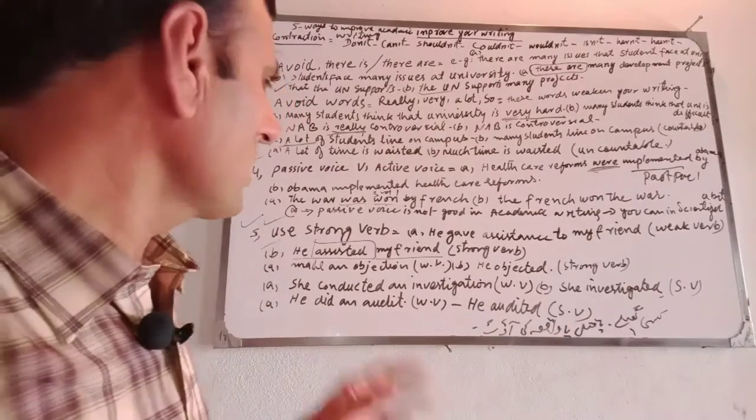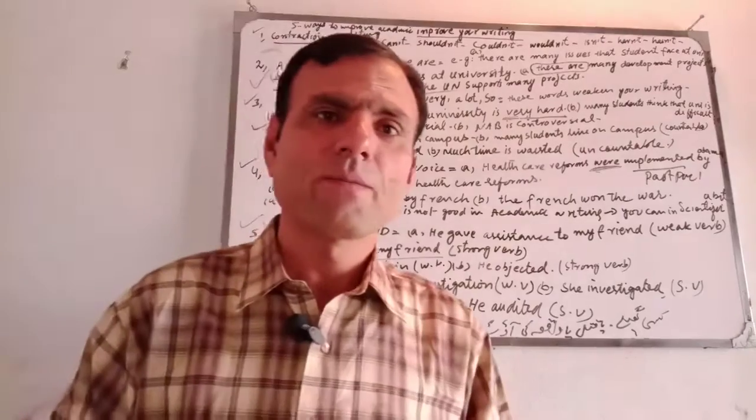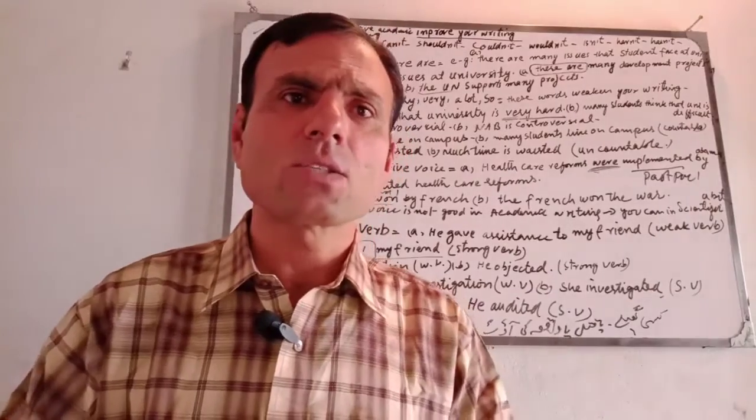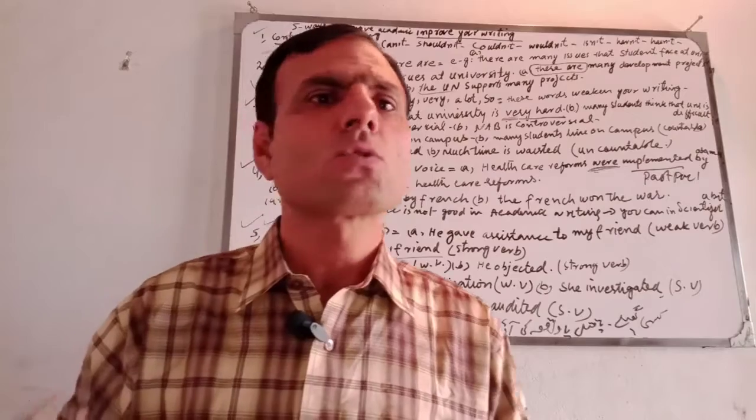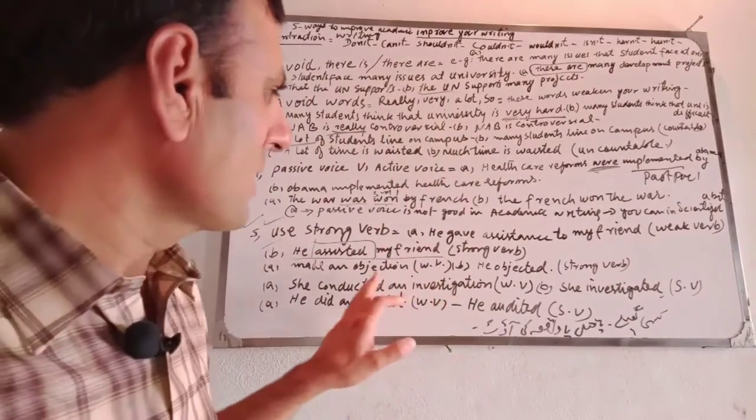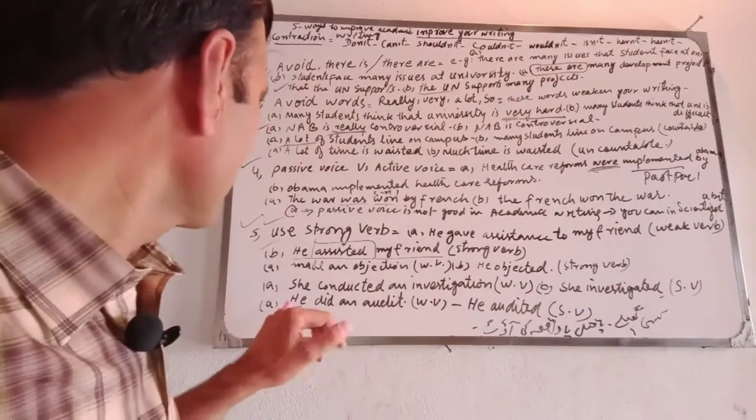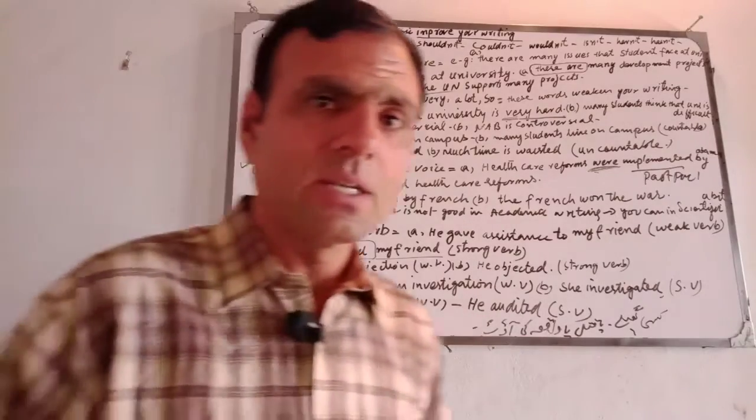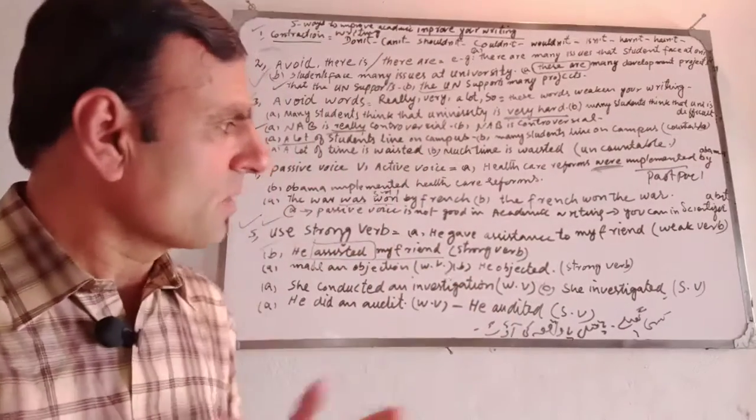Okay, one more. She investigated. That's the stronger one; the weaker one is she conducted an investigation. She conducted an investigation for some assassination case, or for some corruption, or just for some official things. So she conducted some investigation, the weak verb. She investigated, that is the stronger one. Now one more. He did an audit. He audited. He did an audit is not the stronger verb. He audited is the stronger. Okay.